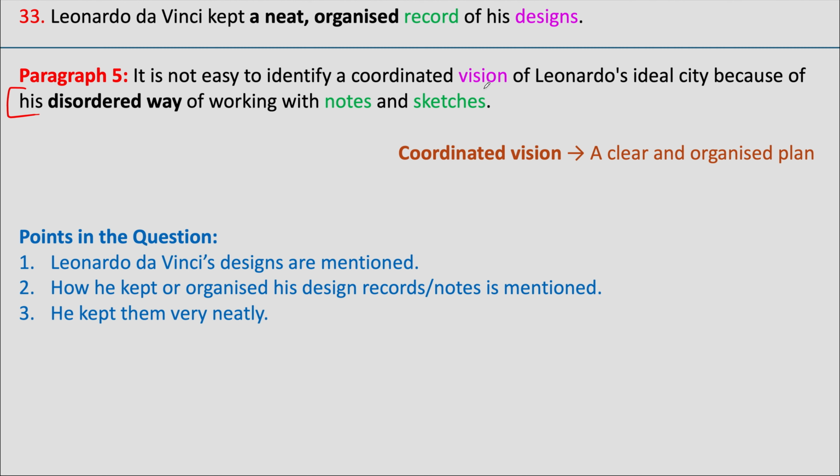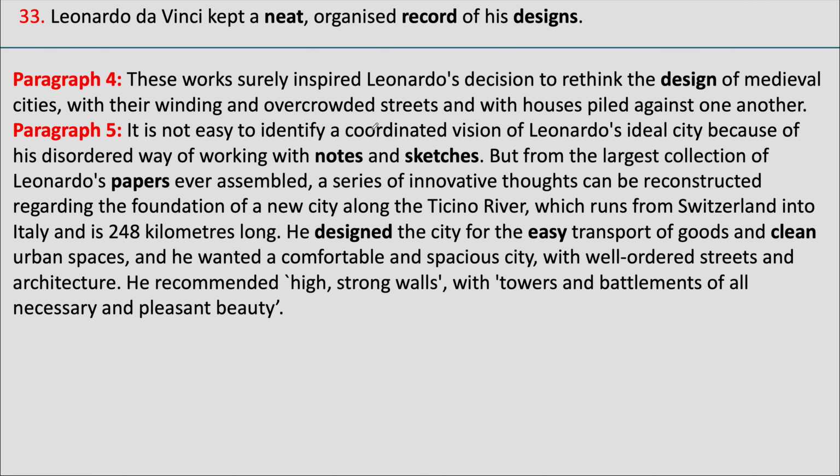This clearly says his disordered or his unorganized way of working with notes and sketches. That is, his records were not organized. So the answer is false. But there are a lot of words that could confuse you. Designs are mentioned in paragraph 4. Then later in paragraph 5, papers are mentioned, which could be the records. Then easy and clean are mentioned, which are synonyms of neat and organized.